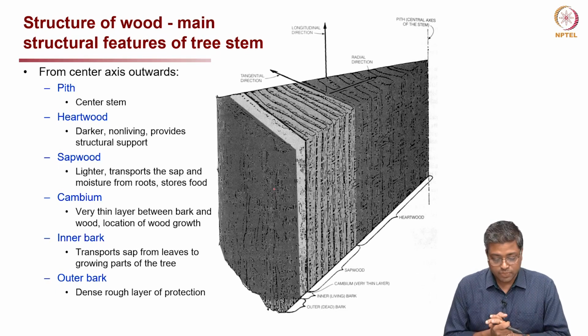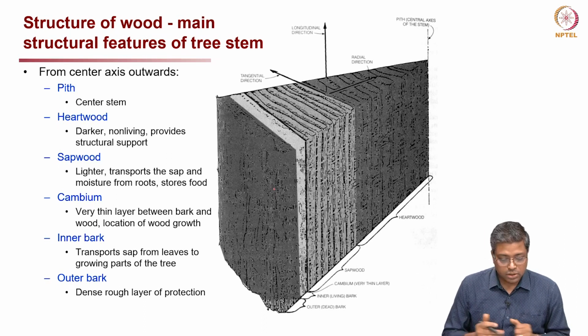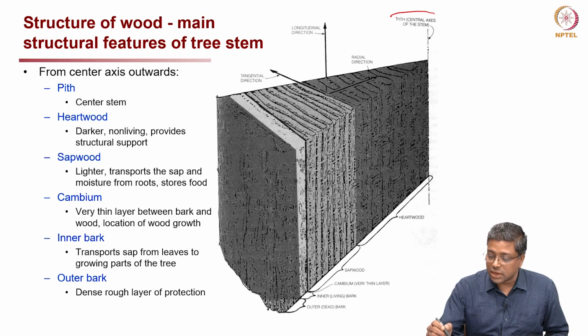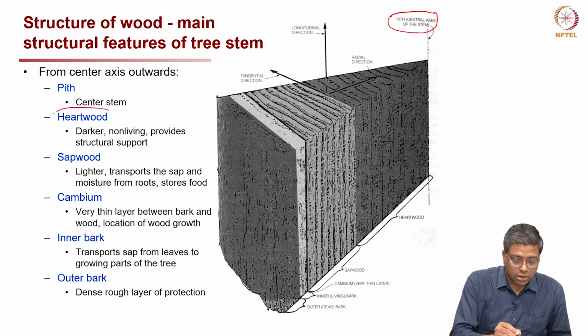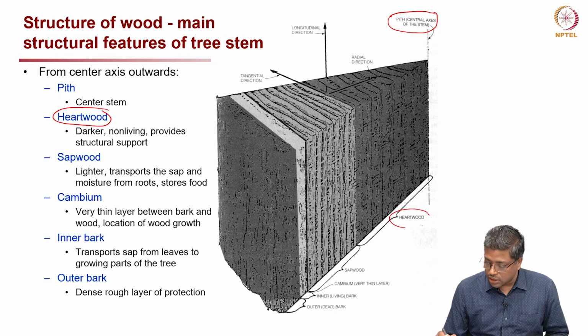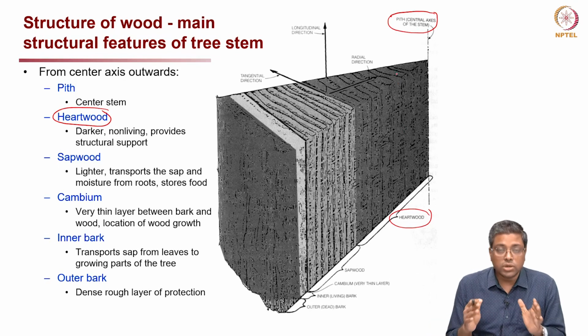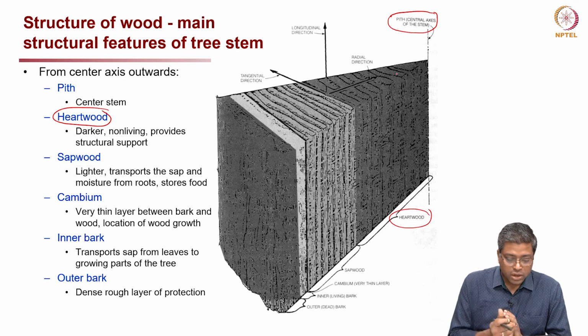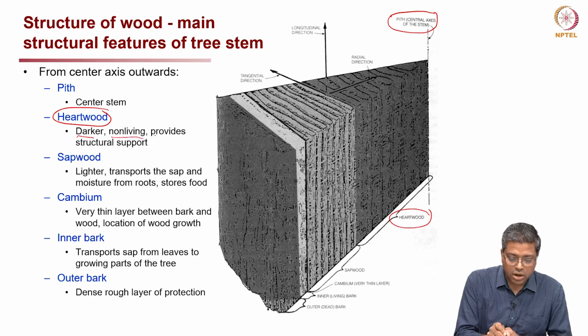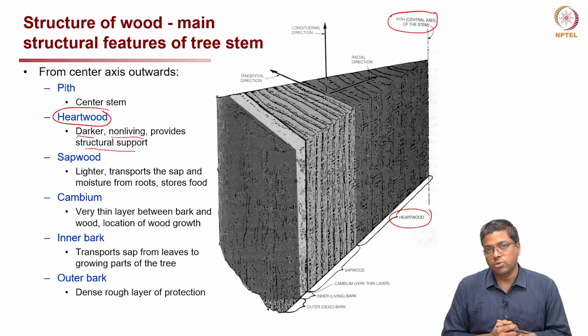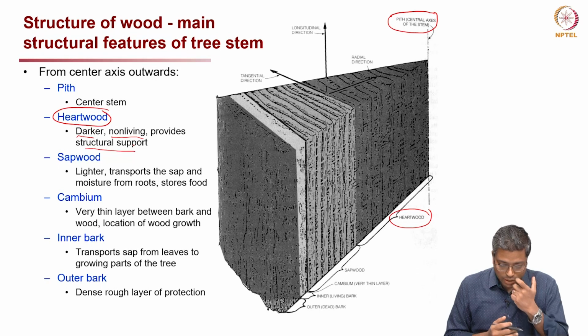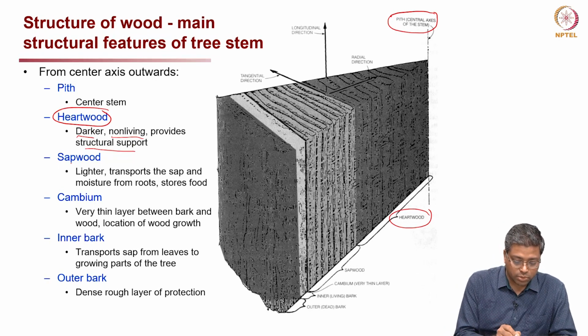If you cut a tree, these are all the different parts of a stem. You can see here, the first one is the central axis of the stem. We call it pith, and then you have something called heartwood, that is here. I am just connecting the image and the text. So, heartwood is the core of the wood. It is darker, and we say it is non-living, and it provides structural support. It is not actively growing.